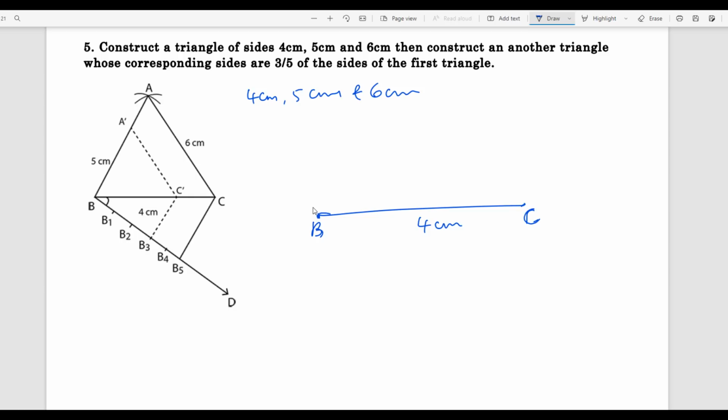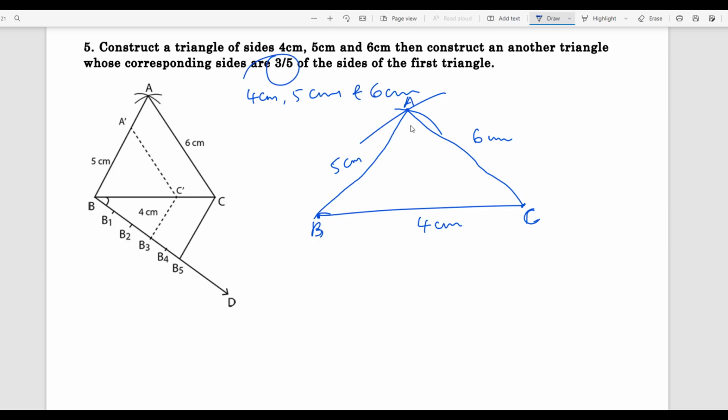Now from point B, measure 5 cm using compass and scale, and cut an arc. From the point C, use your compass, measure 6 cm and cut an arc. These two arcs will intersect at a point. Join this. Mark this point as A. Now we have the triangle with sides 4 cm, 5 cm, and 6 cm.